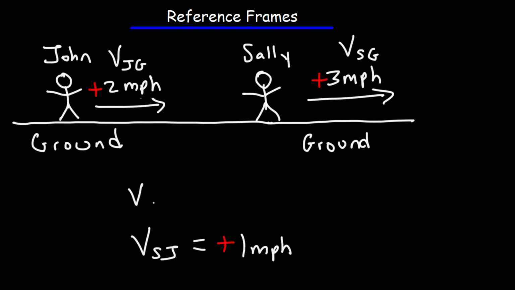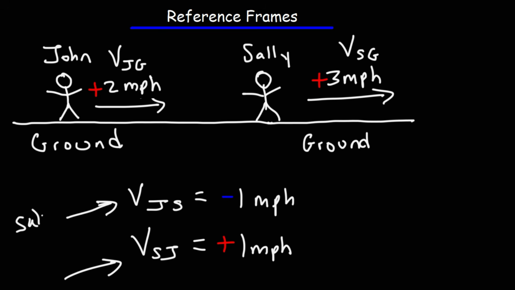Now we can also say, what is John's velocity relative to Sally? Well, John is moving slower than Sally. From Sally's perspective, it appears as if John is moving away from her because she's moving ahead of him. So his velocity relative to her is actually going to be -1 miles per hour. So in this case, for this value, the reference frame is John because we're looking at Sally's velocity relative to John. And for this value, the reference frame is Sally because we're looking at John's velocity with respect to Sally's.